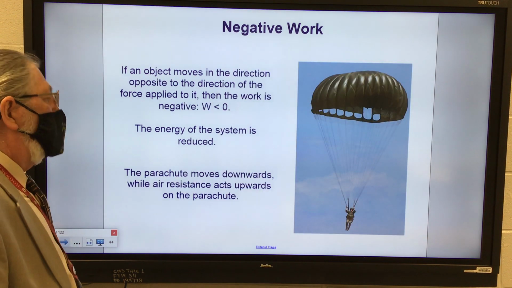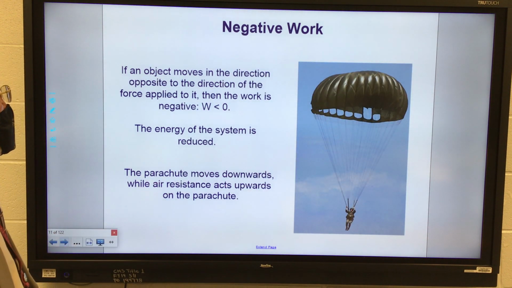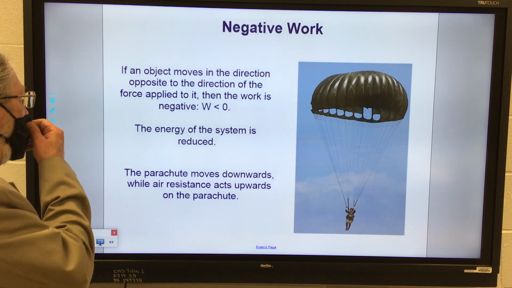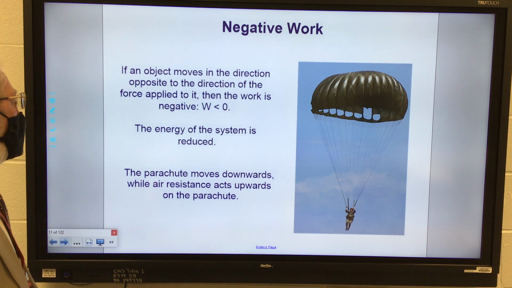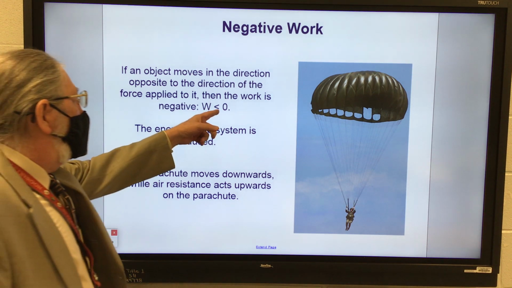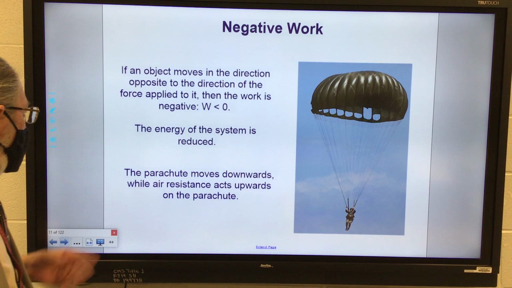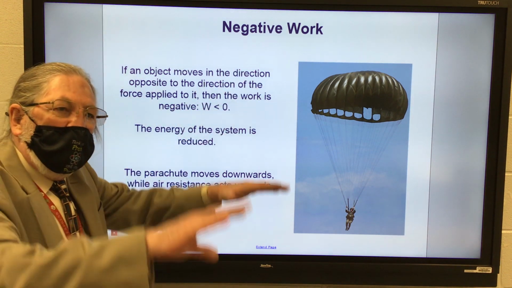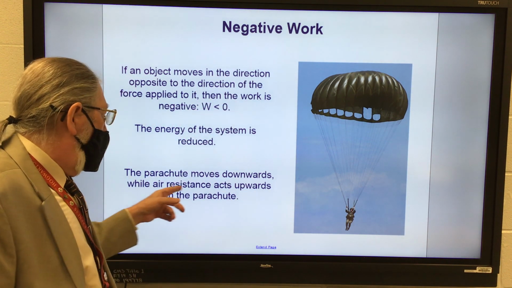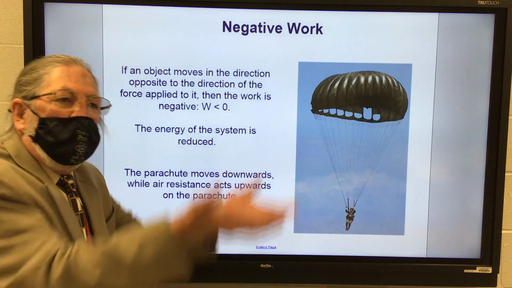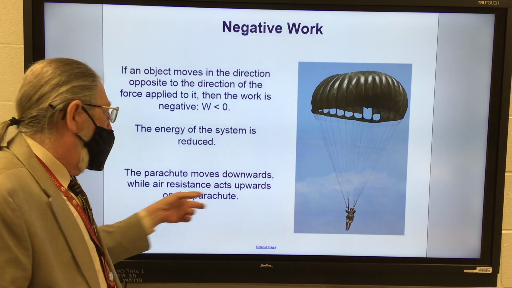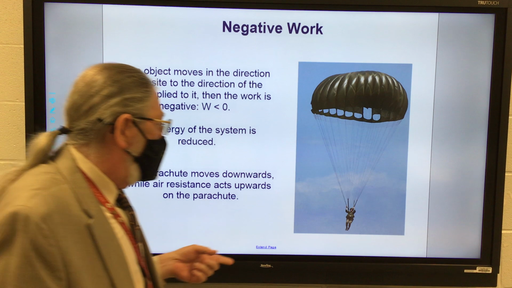Okay. How about this right here? If an object moves in the direction opposite to the direction of the force applied to it, then the work is less than zero, and the energy of the system is reduced. Look here, the parachute moves down, right? While the air resistance is moving upward on the parachute, so that's negative work.